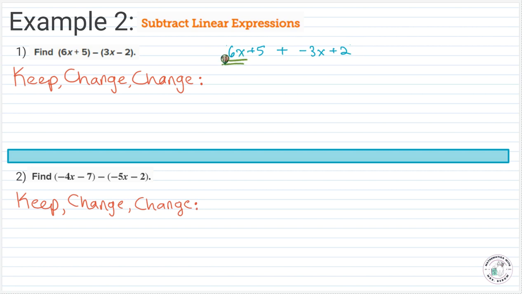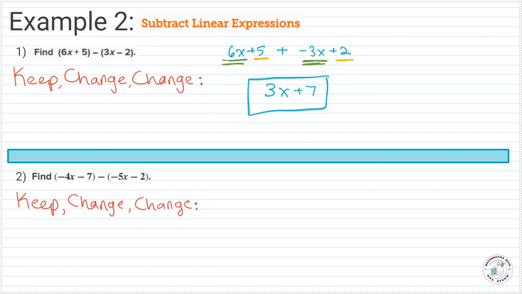I notice that I have a 6x and a negative 3x. And then I also have a 5 and a 2 as like terms. So the 6x plus the negative 3x is going to be a positive 3x. And then this 5 plus 2 would be a positive 7. So we're going to write plus 7. And that's my final answer for that subtraction question. So 6x plus 5 minus the quantity of 3x minus 2 is equal to 3x plus 7.